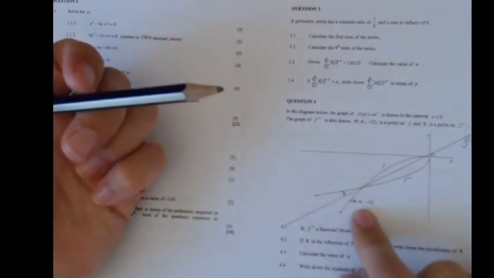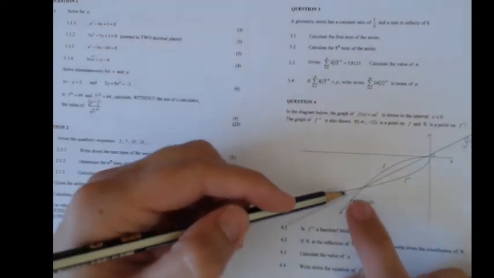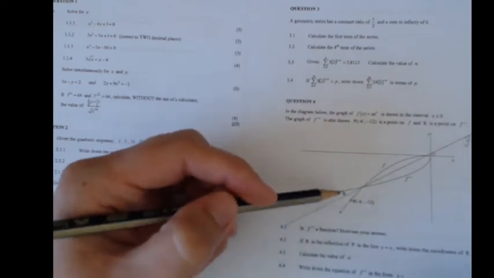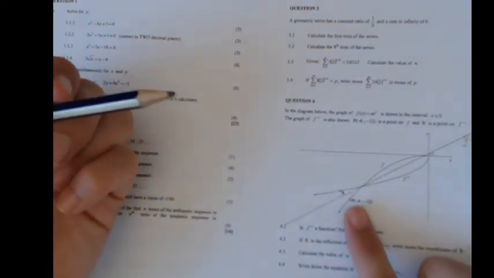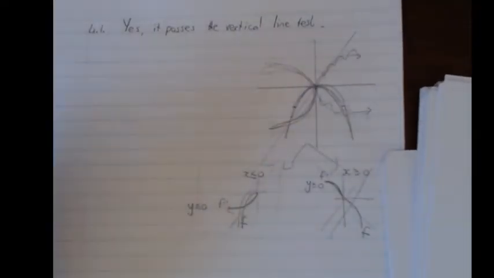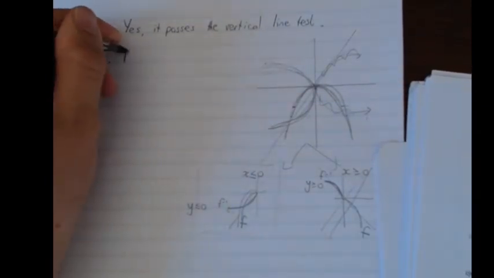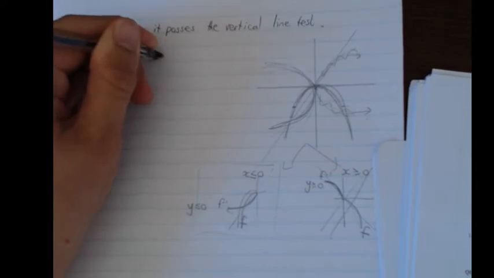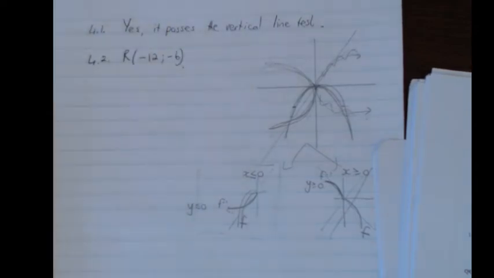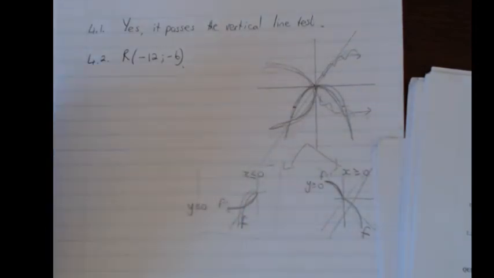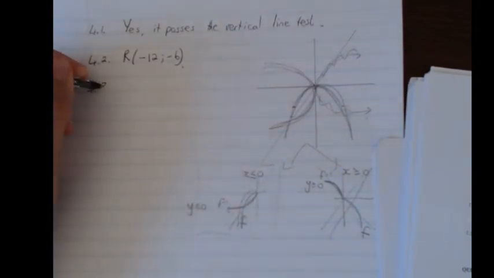the reflective point connected to the point P will just have x and y values that are swapped. So since P is the point -6, -12, R is going to be the point -12, -6. So just swap the x and y values of that point P to get the coordinates of R.